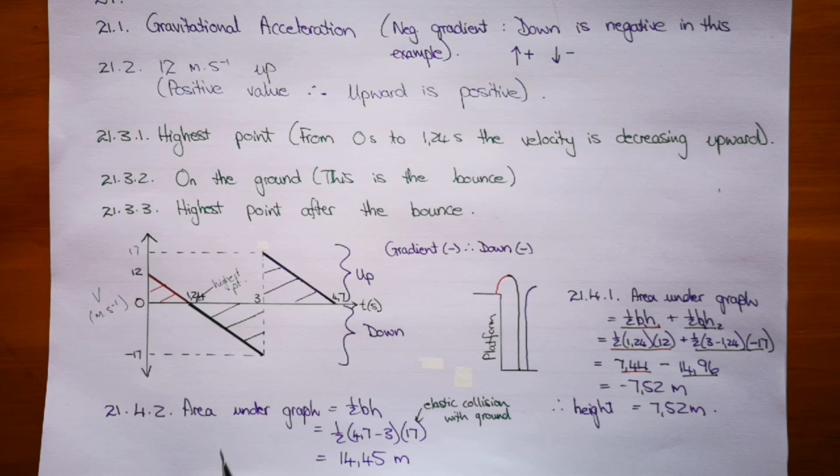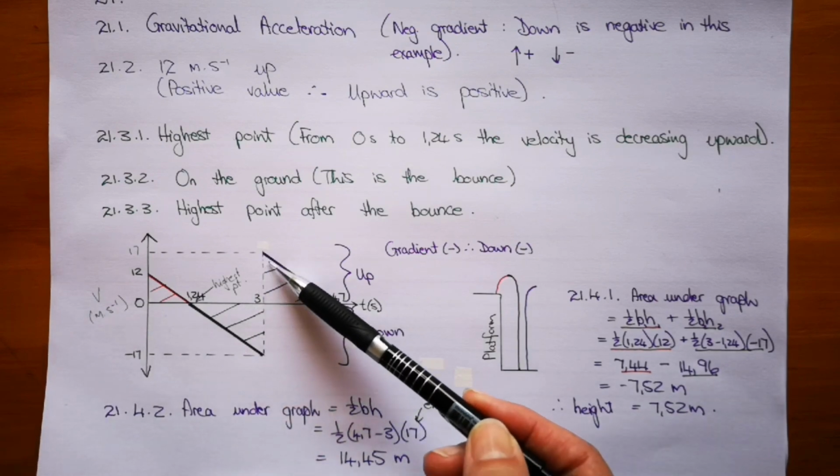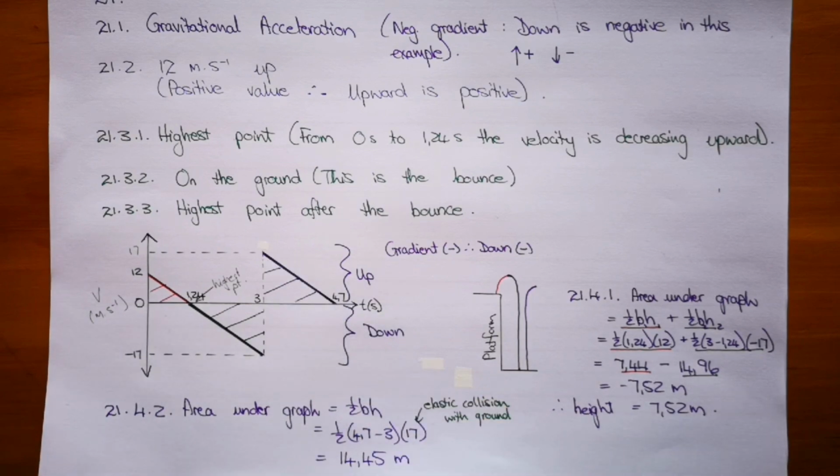21.3.2, at 3 seconds, this is the bounce. It goes up, highest point, comes down and goes up again. So this is definitely a bounce. Sometimes they'll draw this as a skew dotted line. That is when they're indicating that the ball has spent a little bit of time on the ground. But in this case, that time has been made negligible.